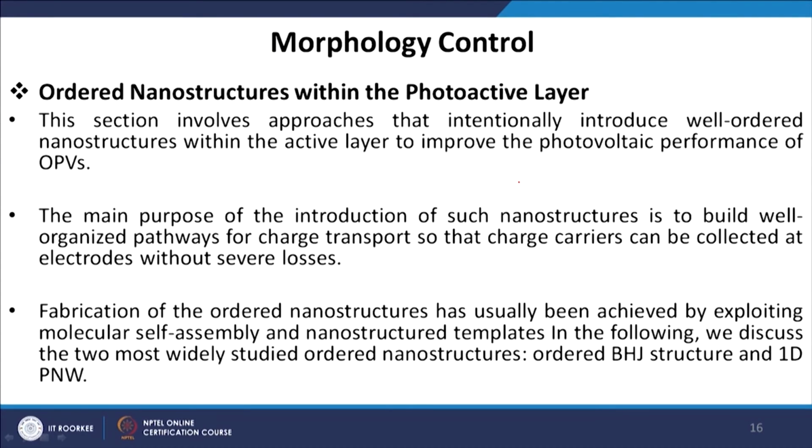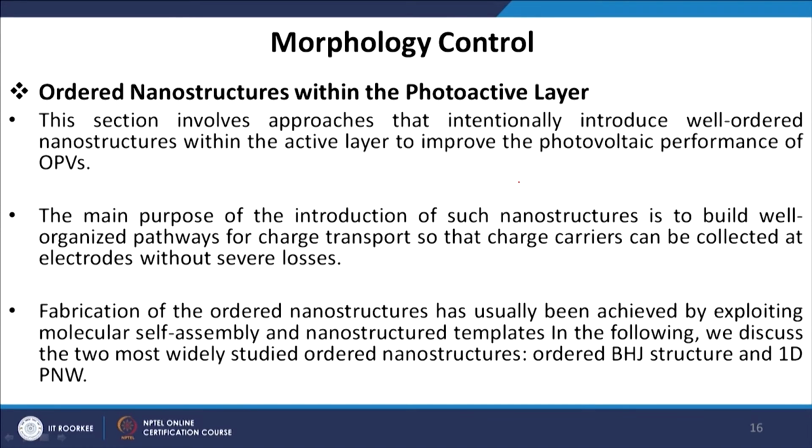Now, another aspect of this is ordered nanostructures within the photoactive layer. This involves approaches that intentionally introduce well ordered nanostructures within the active layer to improve the photovoltaic performance of the OPVs. Whenever we talked about the photoanode, I said that we have used a flat geometry, but we can also use curvatures in these things. We can also make different kinds of patterns on the substrate.